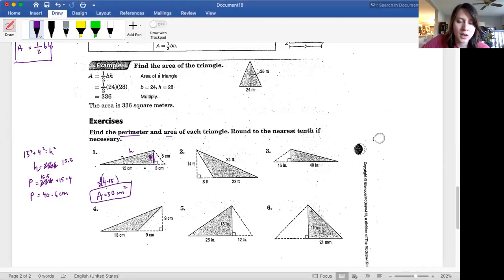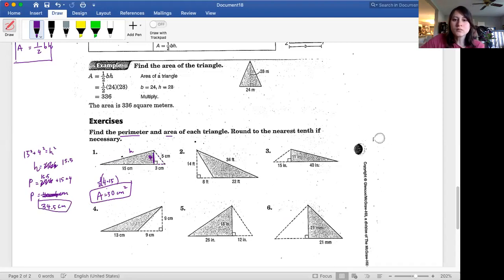Okay, so actually going back and taking a look at that problem, I realized I found the wrong hypotenuse for this triangle. So it's actually 15.5, and then added all of them would be about 34.5 centimeters. That's the correct perimeter.